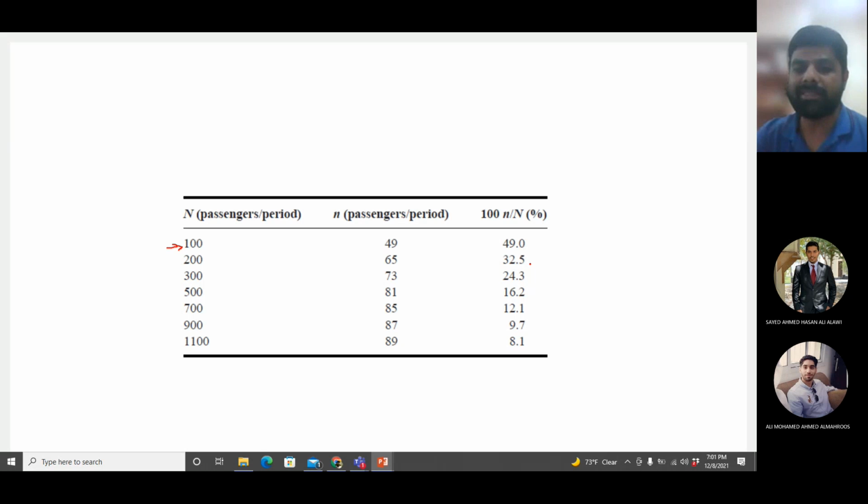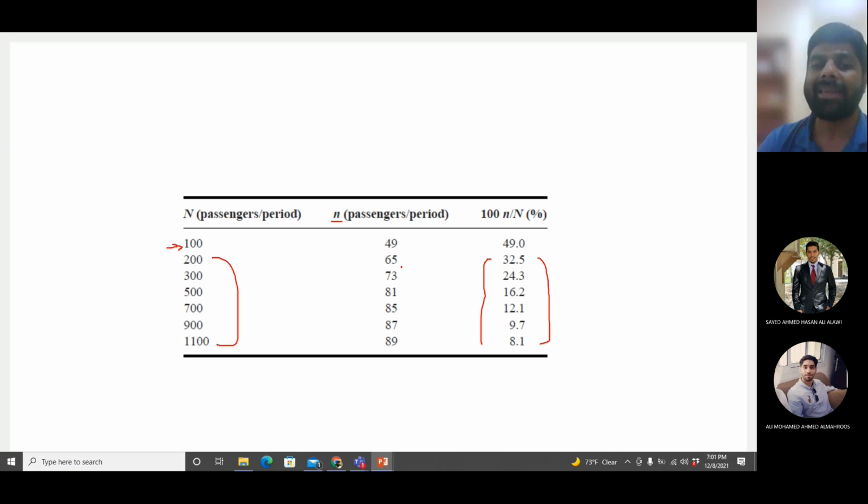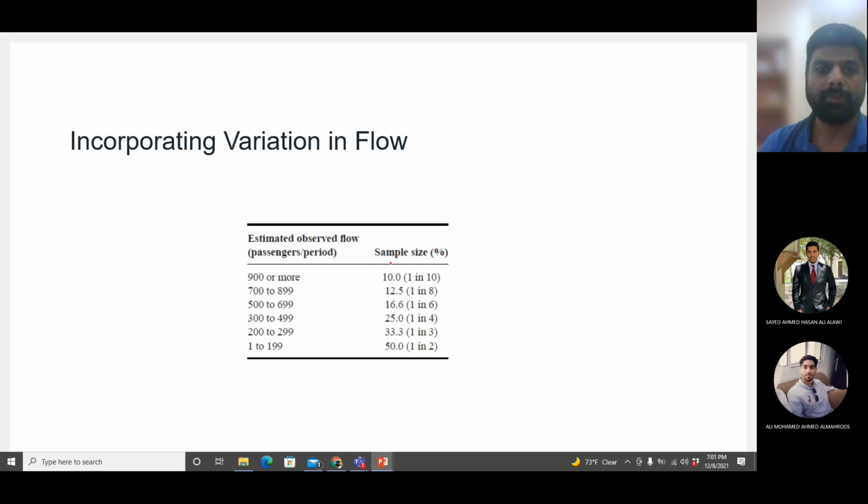So you can see, as the total number of drivers increases, the percentage of drivers you are observing becomes less and less. Although small n is increasing, it is not increasing at the same rate as the total number, because otherwise this percentage would remain constant, right? If small n and capital N increased by the same amount, the percentage would remain constant, but it does not. That means n is increasing with respect to capital N, but not by the same ratio.